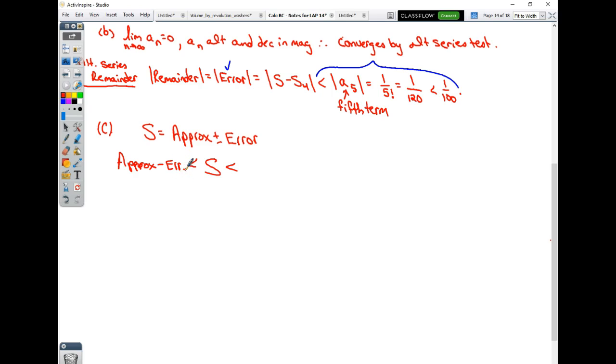But it has to be smaller than the approximation plus the error. Or in this case, S has to be less than 0.625 plus something, but greater than 0.625 minus something. What goes where that plus and minus is? 1 over 120. Some people will put 1 over 100. I know what my error is. My error is definitely smaller than 1 over 120.